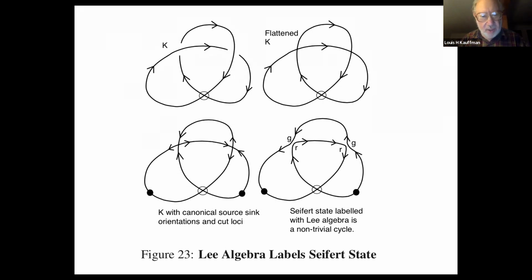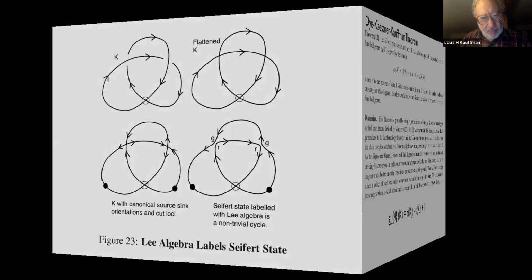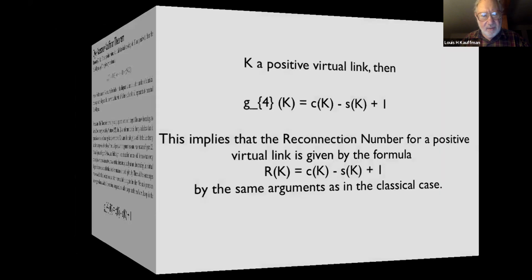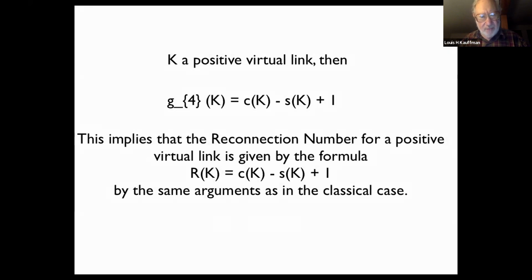And that means that one can repeat the construction of the Rasmussen invariant essentially verbatim and get the same theorems about positive knots and links by using the Lie algebra in relation to the Khovanov algebra, and the structure goes through. So we end up with this theorem that a positive virtual knot has virtual four-ball genus equal to the genus of its Seifert surface, and that means that the reconnection number for a positive virtual link is given by our same formula as before.